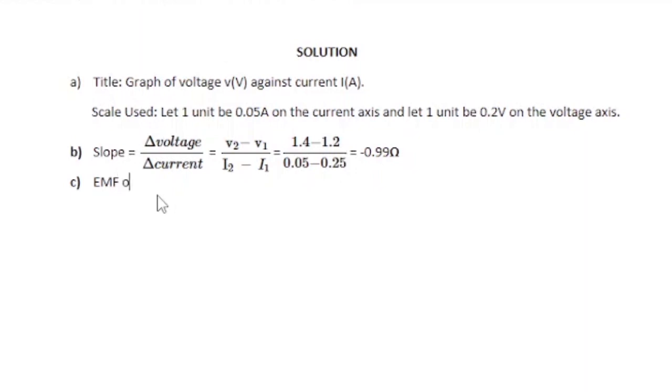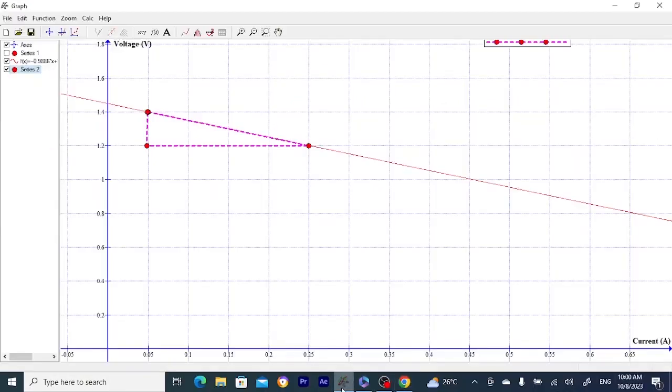EMF of cell. How to get EMF of a cell? Let me show you how you get the EMF of a cell from this. From your graph sheet to get the EMF, just go to your graph sheet there. The EMF is where it cuts the y-axis. So where it cuts the y-axis is your EMF. So I'll come here and do this.